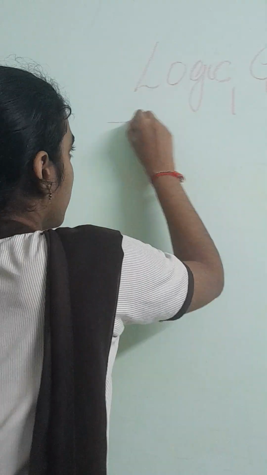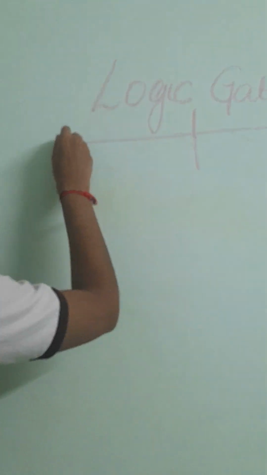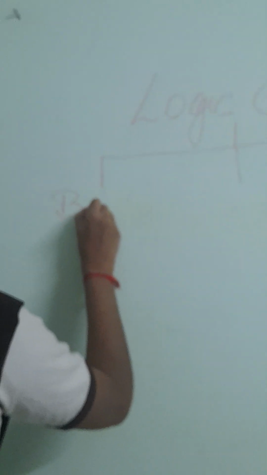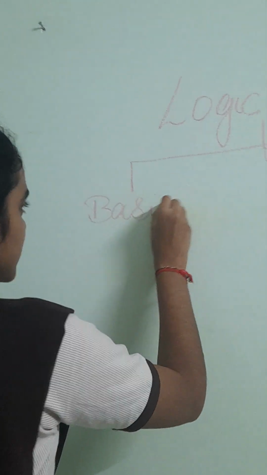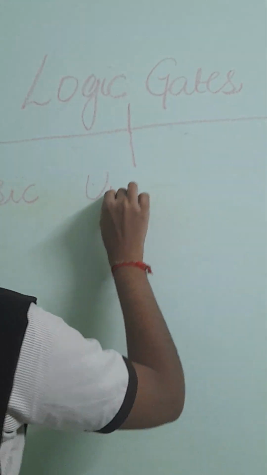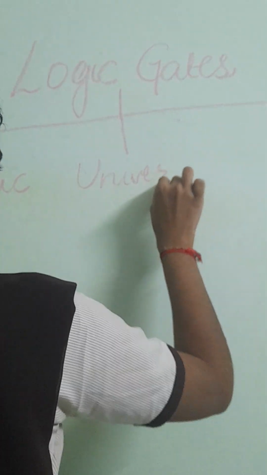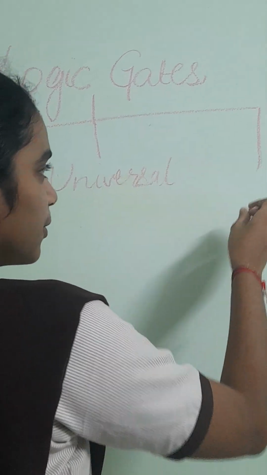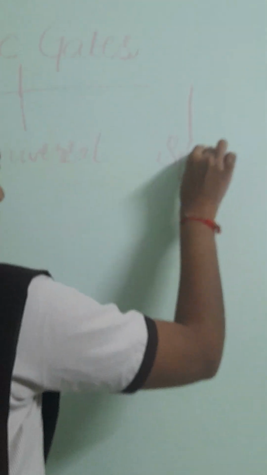Basically, logic gates are divided into the following types. The first one is basic logic gates, continued by universal logic gates, followed by special logic gates.